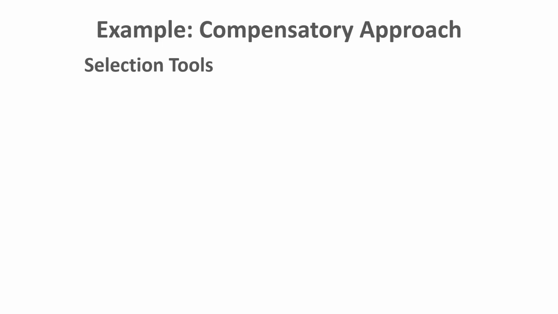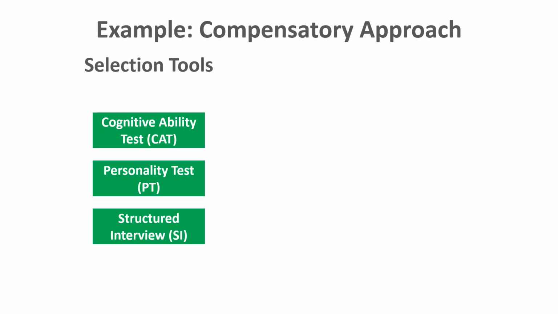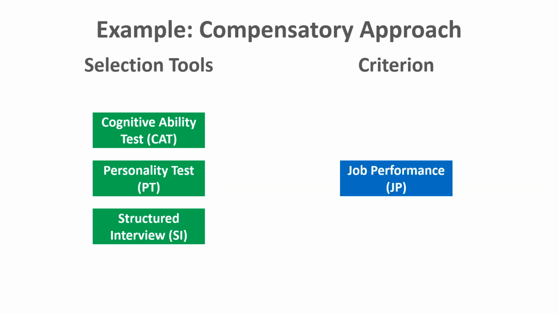So as an example, let's imagine that we have the following selection tools: a cognitive ability test, abbreviated as CAT, a personality test, abbreviated as PT, and a structured interview, abbreviated as SI. Now our criterion or outcome variable of interest, let's imagine that is some measure of job performance, abbreviated as JP. Now imagine that we've collected data, for example, as part of a concurrent validation design where we gave the selection tools to current job incumbents, and then at about the same time we measured their job performance, which is the criterion variable, and so now we have data on all of the variables.